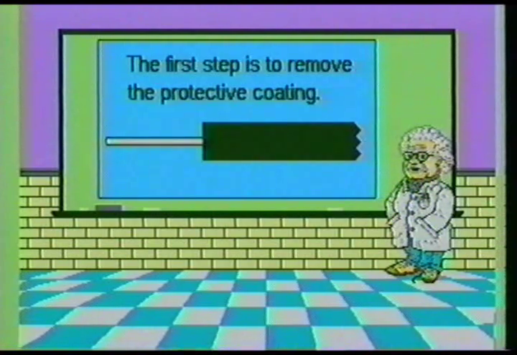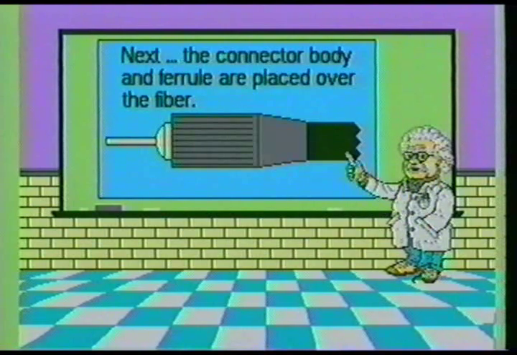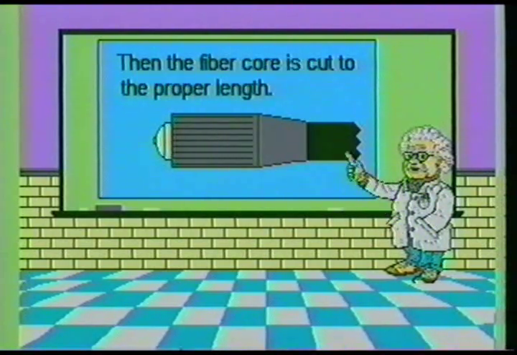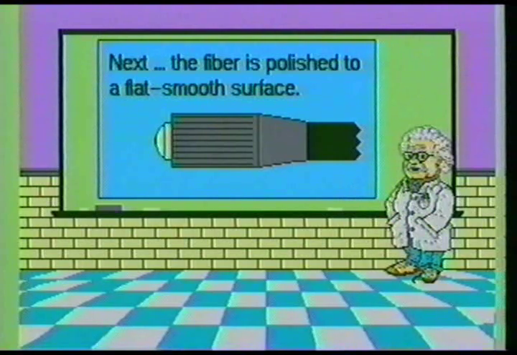Prior to installing a connector, the protective coating must be removed from the fiber cable. This is usually accomplished with the use of special solvents. After the fiber core has been exposed, the body connector and ferrule are placed on the cable. Next, the end of the fiber is cleaved to the proper length for the connector style being used. The end of the fiber is then polished to a flat, smooth surface.